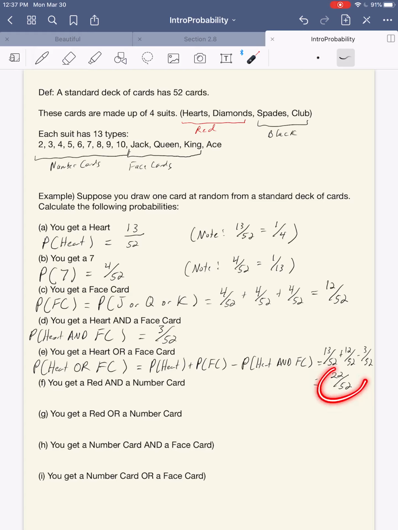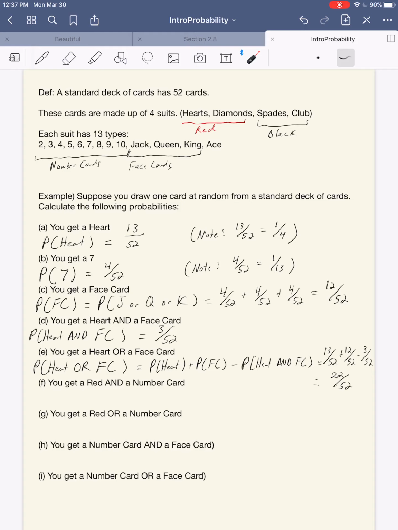So there are 22 cards in the deck that are either hearts or face cards. If you think about that, what that actually is, is all 13 of the hearts and then all of the face cards that are not hearts. So the 13 hearts, then 3 face cards that are diamonds, 3 face cards that are spades, and 3 face cards that are clubs. That's 9 extra face cards on the 13 hearts. That's how we got to that 22 hearts or face cards.